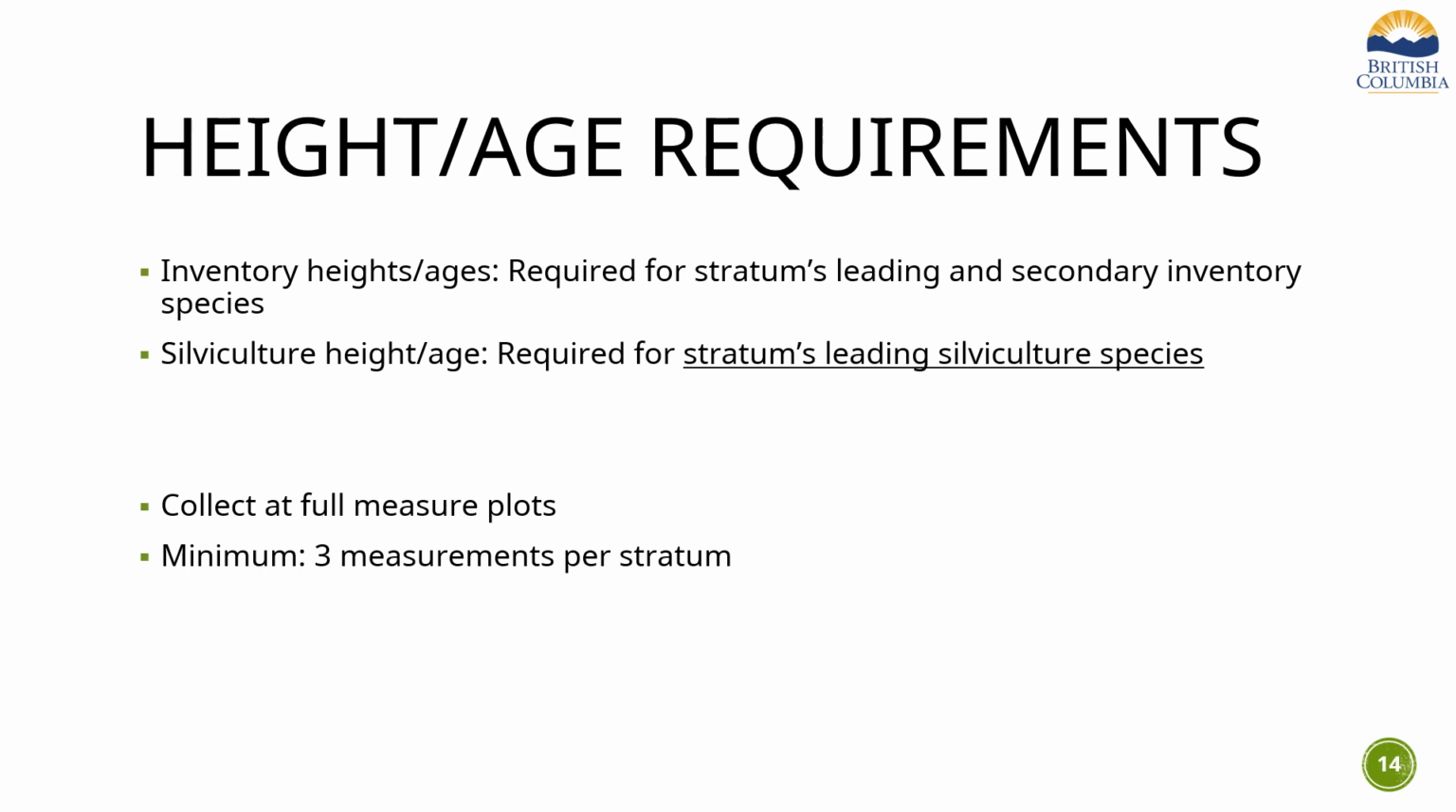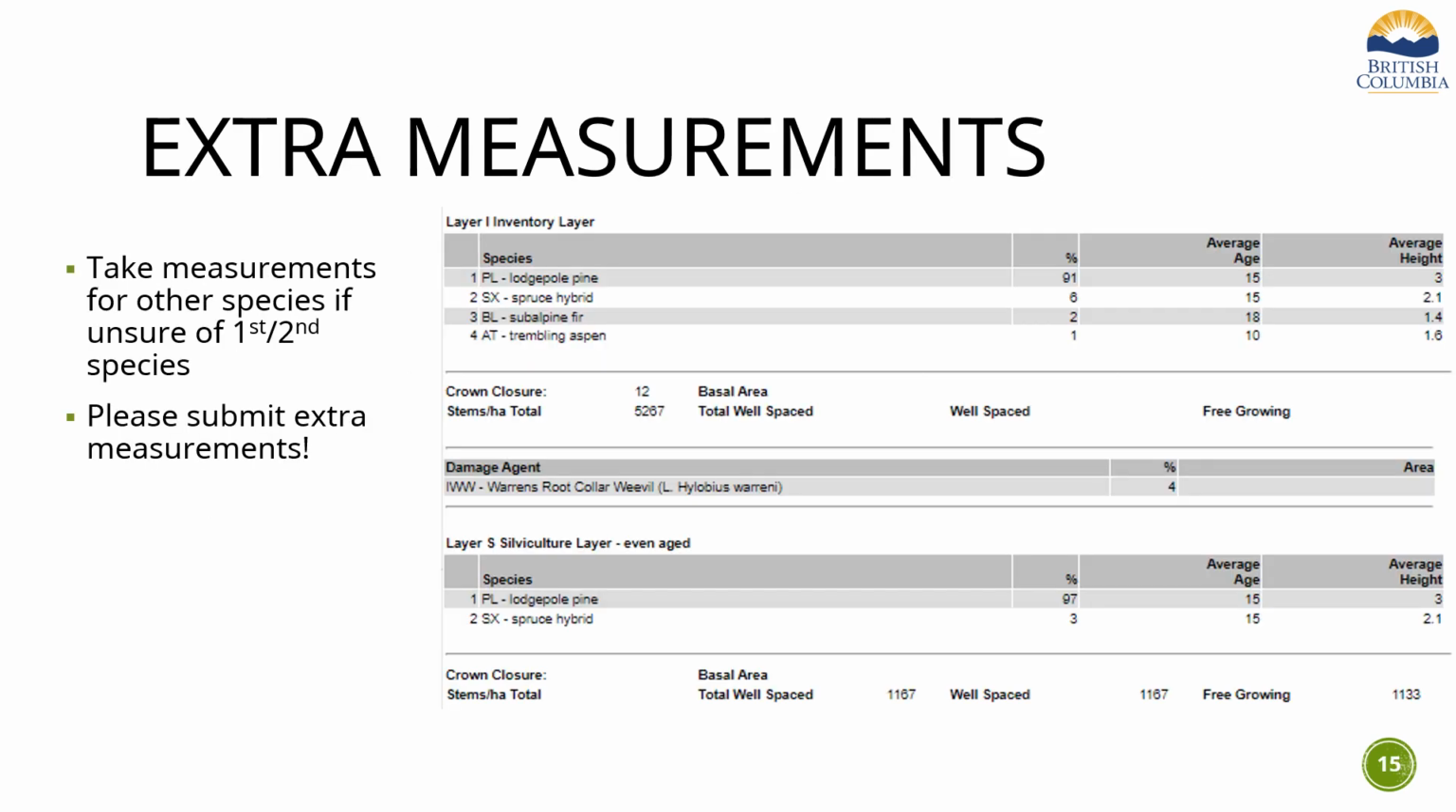For both the inventory height and age measurements and the silviculture height and age measurements, we recommend completing them at your full measure plots, and we recommend doing at least 3 measurements per stratum. You should be determining the leading and second inventory species and leading silviculture species during your walkthrough and file review. If you do not complete the walkthrough and are uncertain, you may need to collect height and age measurements for additional species. If you do, it would be great if you could submit those additional height and age measurements to results. Also, you may choose to always collect heights and ages for all species because it can be really helpful.